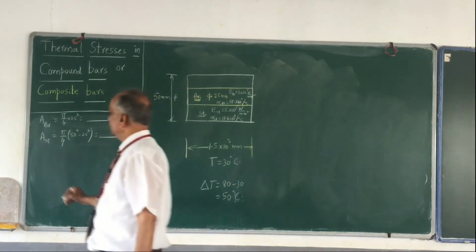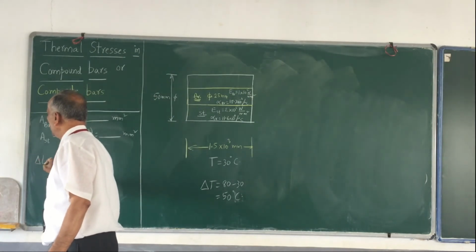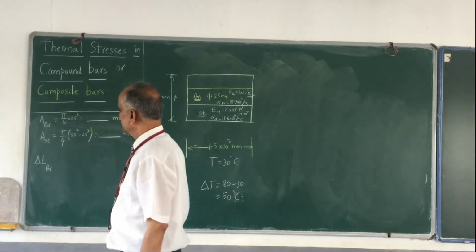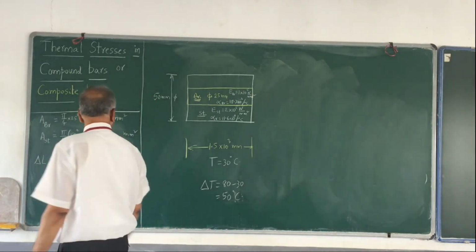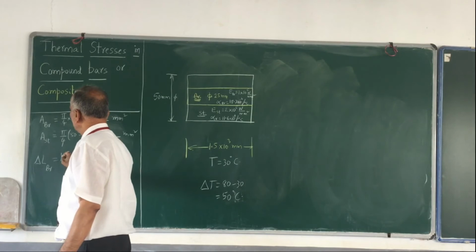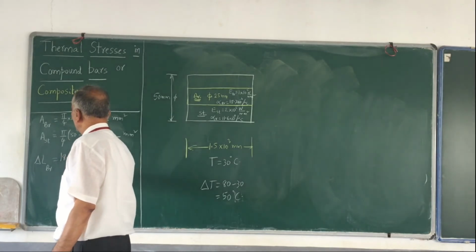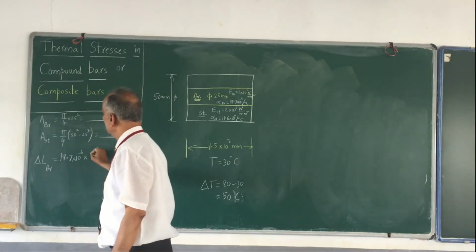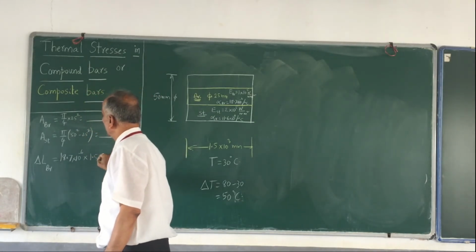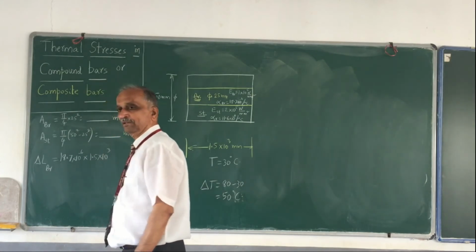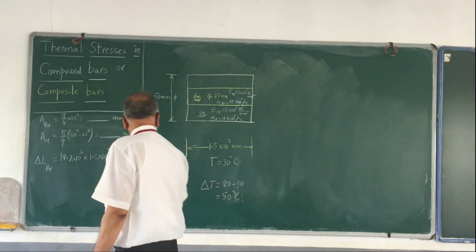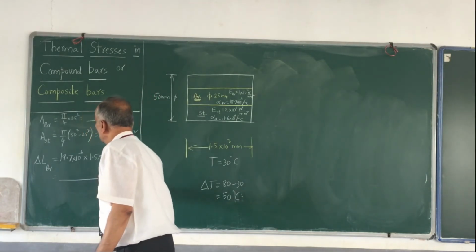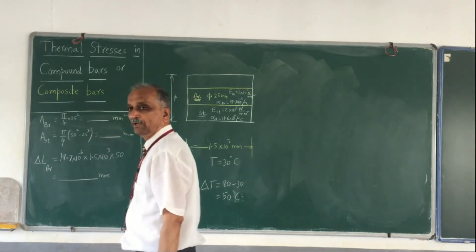I can find out what is called delta L of brass. How much is that? This is nothing but alpha brass, that is 18.7 into 10 raised to minus 6, into the length, that is 1.5 into 10 raised to 3, into delta T, which is 50. To calculate this, it is so many millimeters, delta L brass.